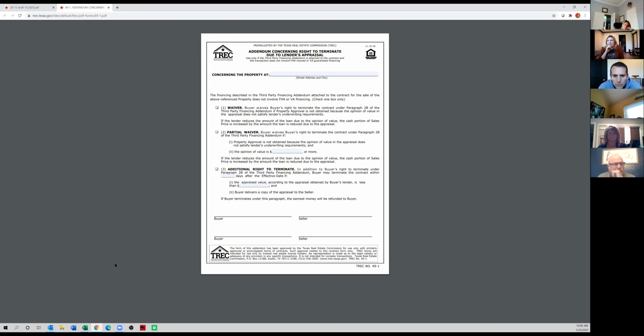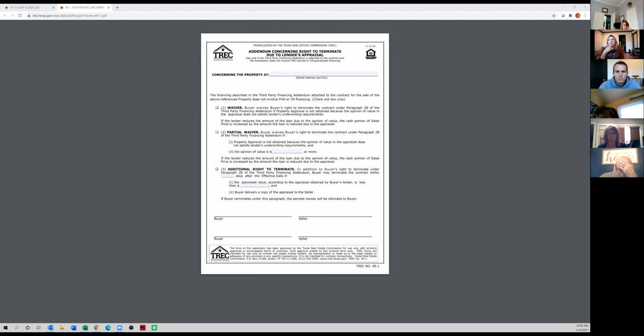And it says the financing described in the third-party financing addendum attached to the contract for the sale of the above reference property does not involve FHA or VA financing, and then check one box only. And then it has these three boxes. Number one, waiver. Buyer waives the buyer's right to terminate the contract under paragraph 2B of the third-party financing addendum if property approval is not obtained because the opinion of value in the appraisal does not satisfy lender's underwriting requirements.